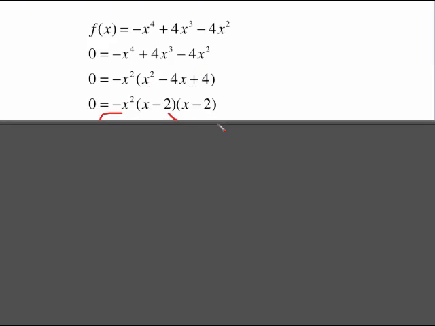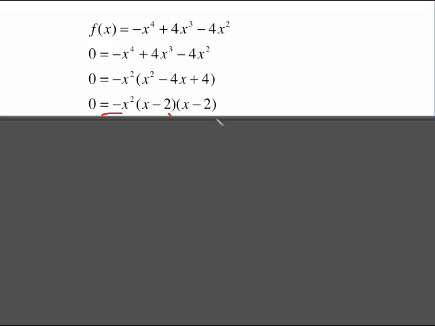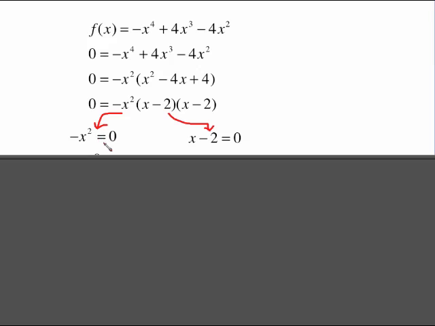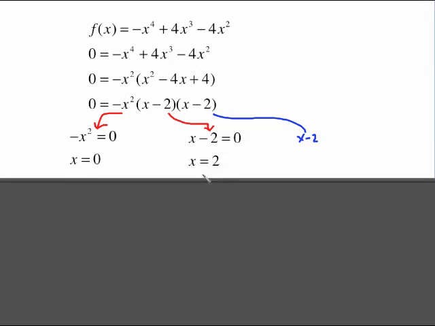And then this factors as x minus 2 times x minus 2. Set each of those equal to 0. We have negative x squared equal to 0. We have x minus 2 equal to 0. I didn't bother writing x minus 2 equal to 0 again because it's the same identical factor as that one. Finish solving each of these. If negative x squared equals 0, that means x has to equal 0, and x minus 2 equals 0 means x equals 2.